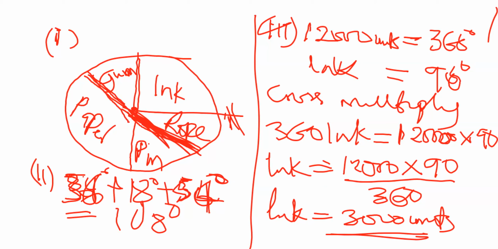You saw how I solved the degree one. Let me now solve without using degree. Paper is 45%, so I can just go straight to 45% of 12,000 units and I will get the answer. So that means Roman figure 4, paper.